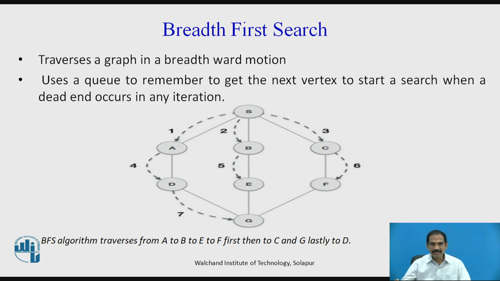So the breadth first search algorithm for this particular graph traverses from A to B and then to E and F first, and then to C and G. Lastly, we go to D. So this is the way in which we are going to traverse, by encountering the breadth nodes A, B and C before going to the next level.